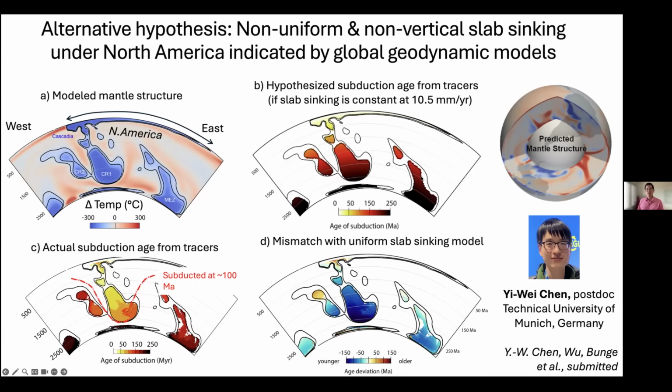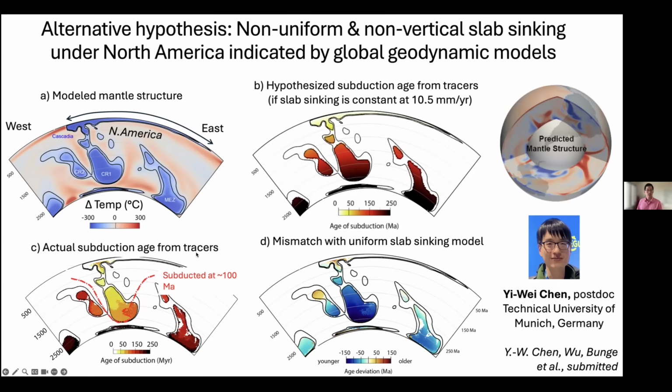And so this is a picture here showing the same slab anomalies. And if we guess that these slabs, at different depths or at the same depth, were subducted at a certain time, this is the picture that we should see: a hypothesized subduction age from tracers if slab sinking is constant. And so as we get deeper into the mantle, the color for the slab becomes darker, and that is because we were expecting an older age of subduction. But what these models actually show is something very different.